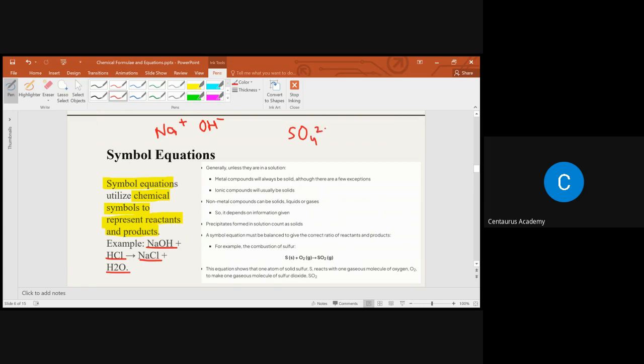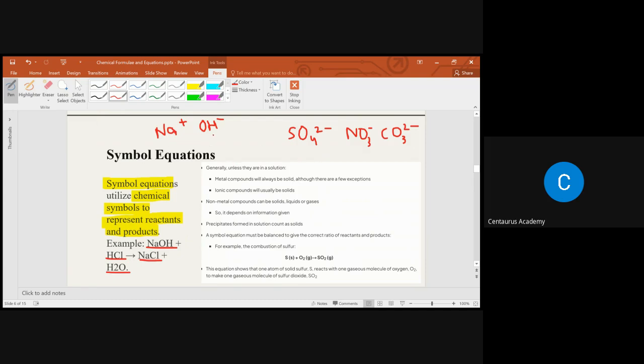Sulfate, nitrate, and CO3 2 minus for carbonate, phosphate, sulfide, nitrite. All of these are basically your polyatomic ions. You should know them, okay?